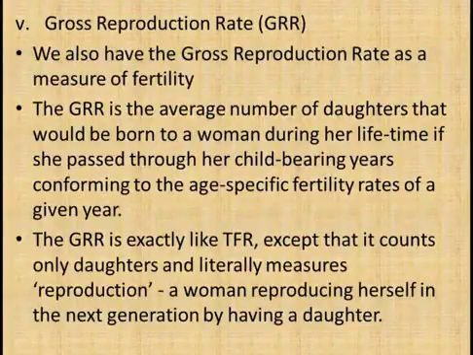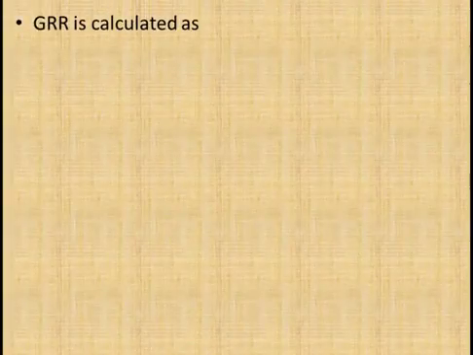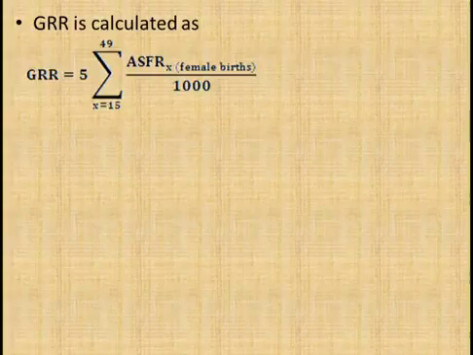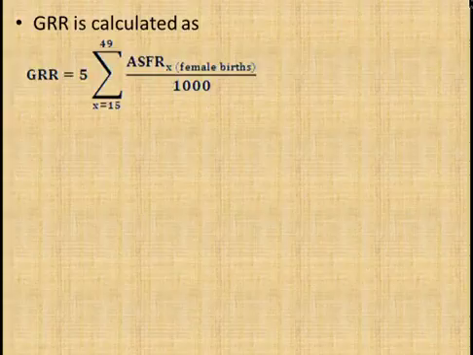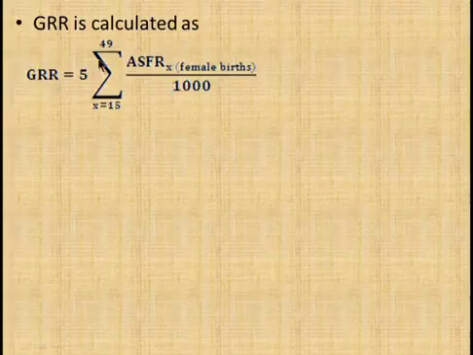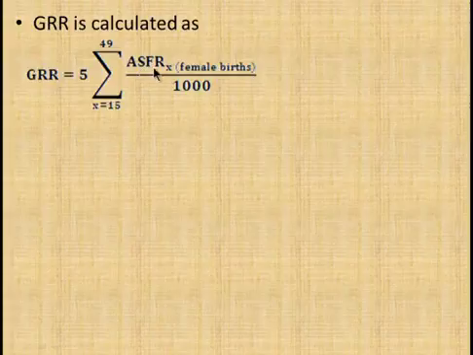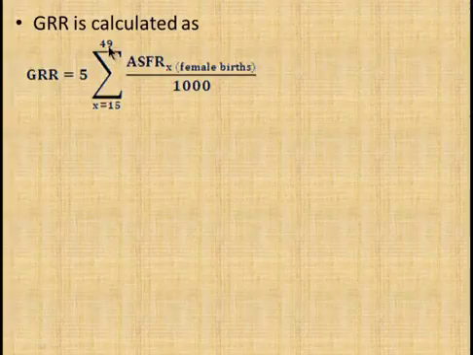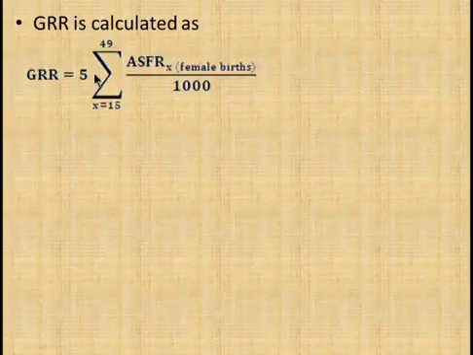The gross reproduction rate is calculated as GRR equals 5 summation of all the age-specific fertility rates. So as you can see, we have a similar formula. We are adding all the age-specific fertility rates of women aged 15 to 49 and then multiplying by 5.